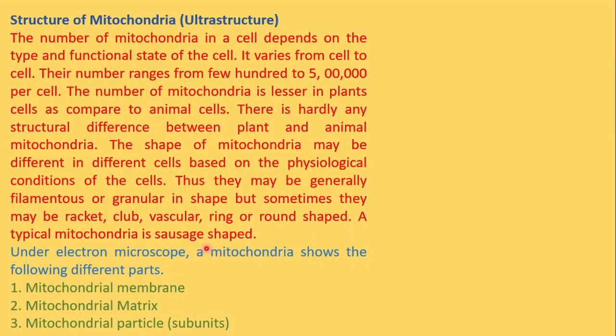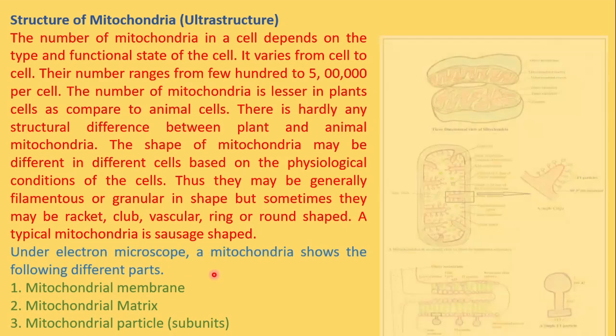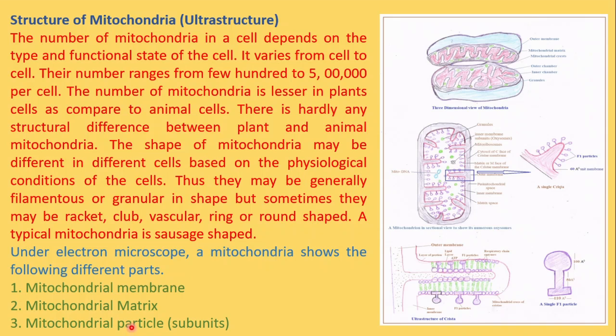Now under the electron microscope, mitochondria show different parts like the mitochondrial membrane, mitochondrial matrix, and mitochondrial particles. So the mitochondria are broadly divided into these three different parts. First and very important is the mitochondrial membrane, second is the mitochondrial matrix, and third is the mitochondrial particles, also known as subunits. So all these things are given here. This is the three-dimensional view of mitochondria.